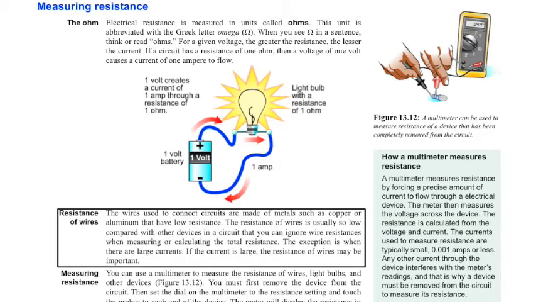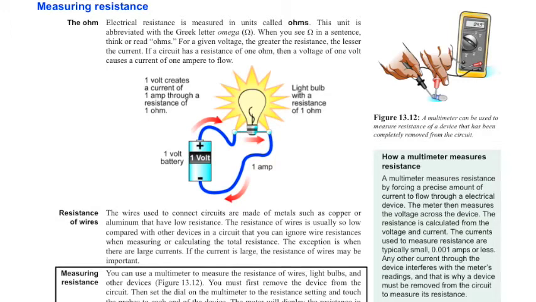Resistance of wires. The wires used to connect circuits are made of metals such as copper or aluminum that have low resistance. The resistance of wires is usually so low compared with other devices in a circuit that you can ignore wire resistances when measuring or calculating the total resistance. The exception is when there are large currents. If the current is large, the resistance of wires may be important.